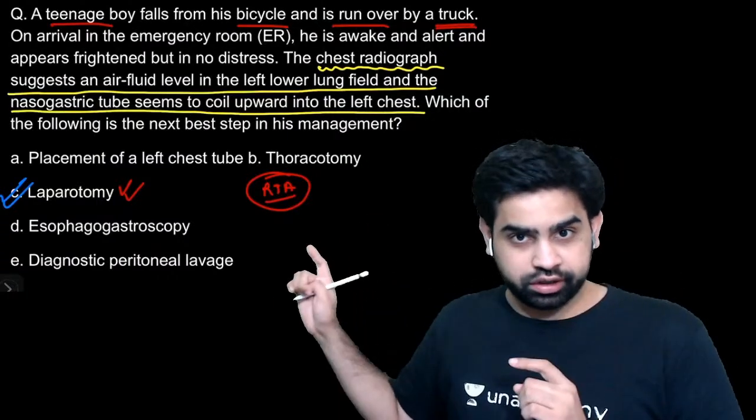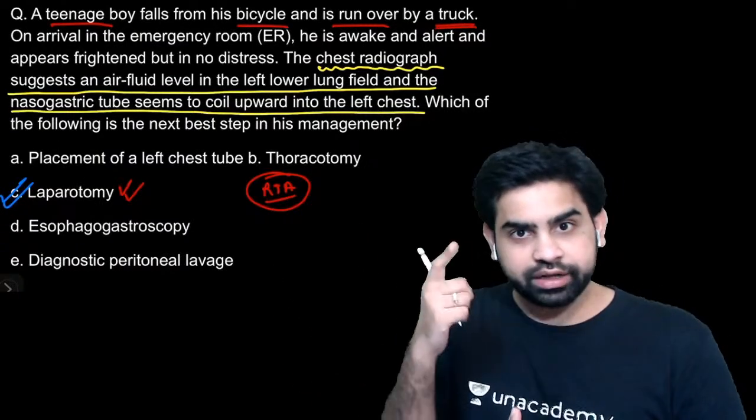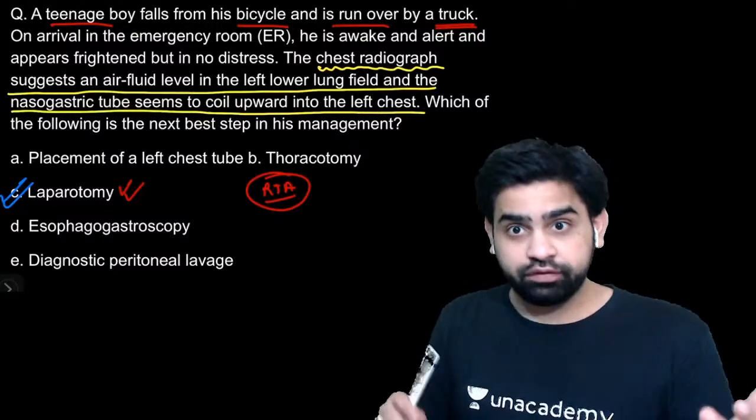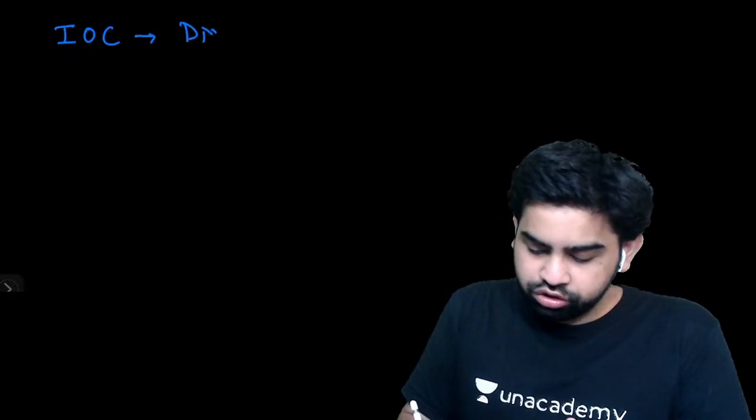Now, in this particular scenario, the diagnosis was very, very clear, right? Because the X-ray was showing that the nasogastric tube is basically coiling in the chest wall. That is why it was very, very clear. If at all the diagnosis is not clear, if at all the patient is just asymptomatic, and on the X-ray nothing is seen. So, can you please tell me, guys, what is the investigation of choice to diagnose diaphragmatic injury?